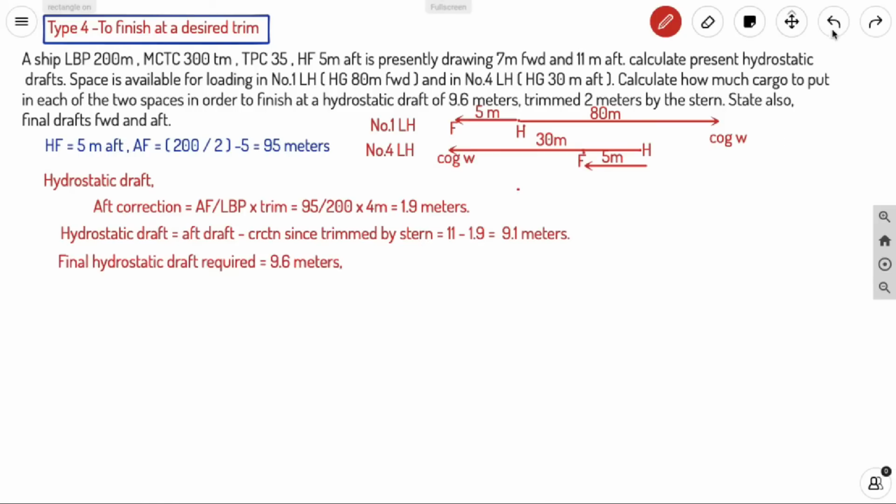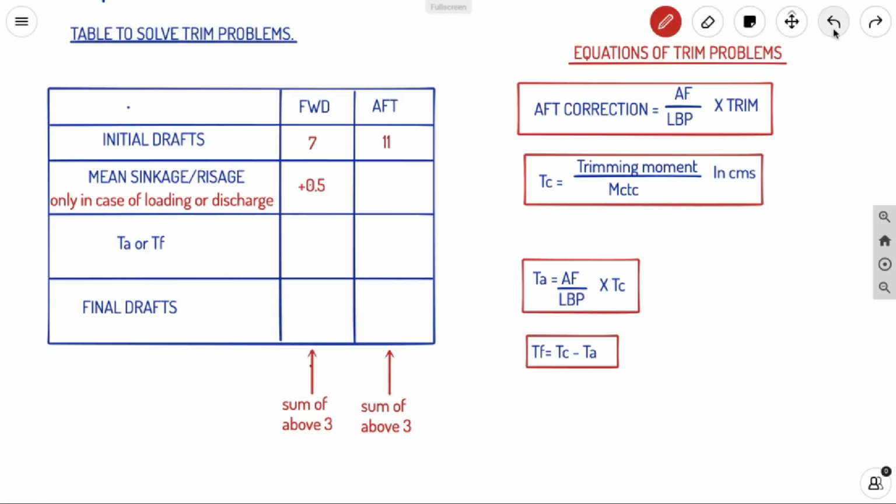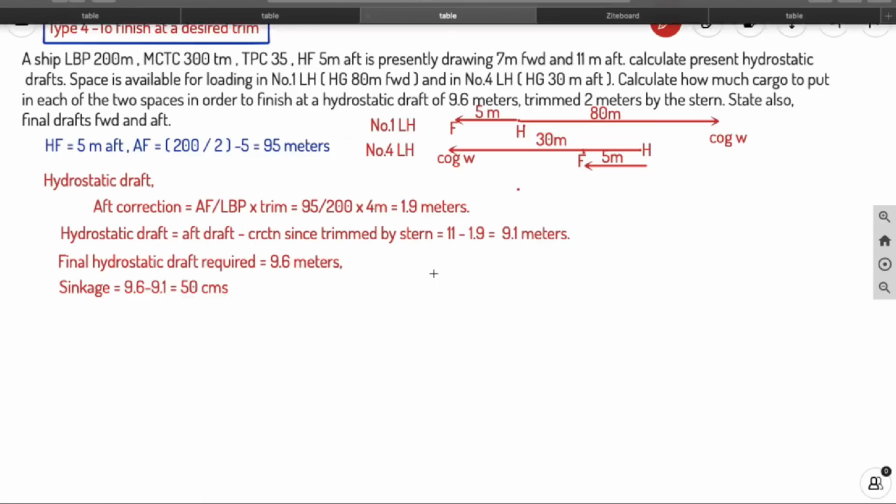Next thing, in the question it's given your final hydrostatic draft, that's 9.6. If you know the initial hydrostatic draft and the final hydrostatic draft, you know the sinkage. Sinkage is 9.6 minus 9.1, that is 50 centimeters. Let's put sinkage in our table. It's plus 0.5 since we are loading something.